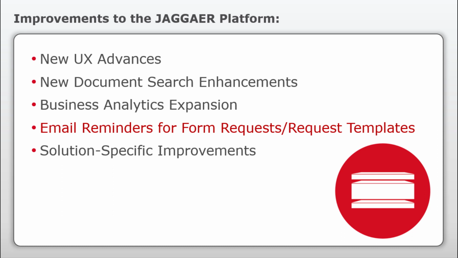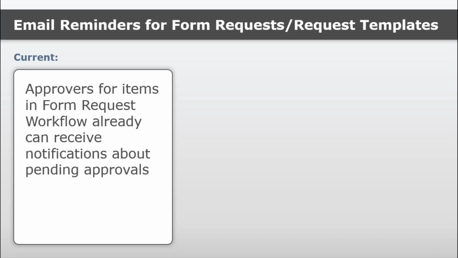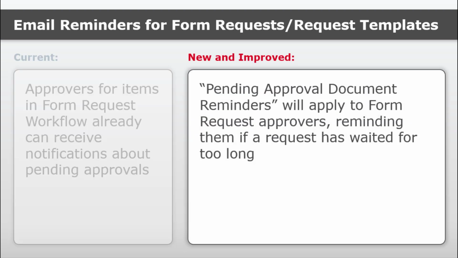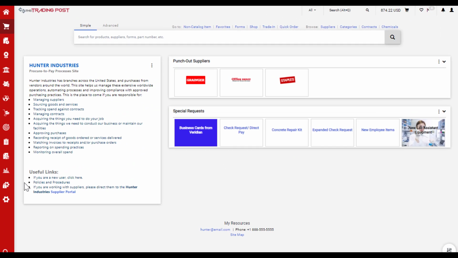One other cross-solution improvement to note, new email reminders for form requests or request templates. Designated approvers for items that are in form request workflow already can receive notifications about pending approvals. But with 20.2, the Pending Approval Document Reminders function will apply to form request approvers, reminding them if a request has waited too long. Let's take a quick look in the application.